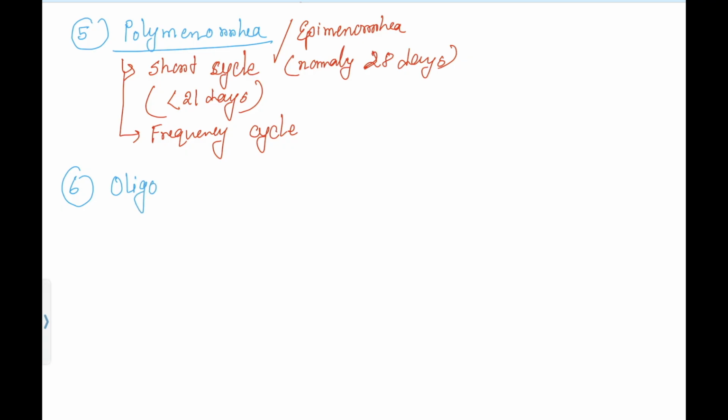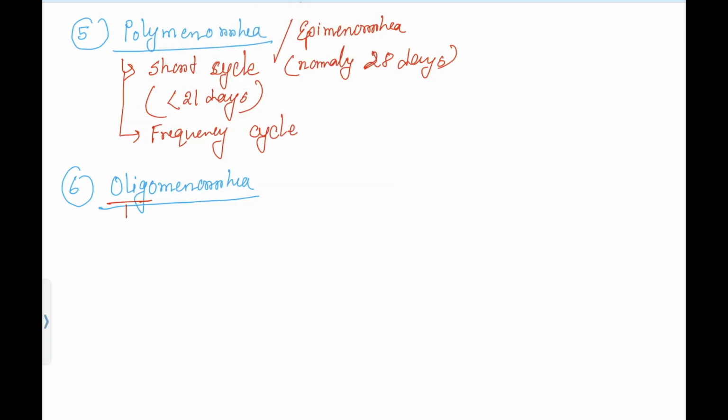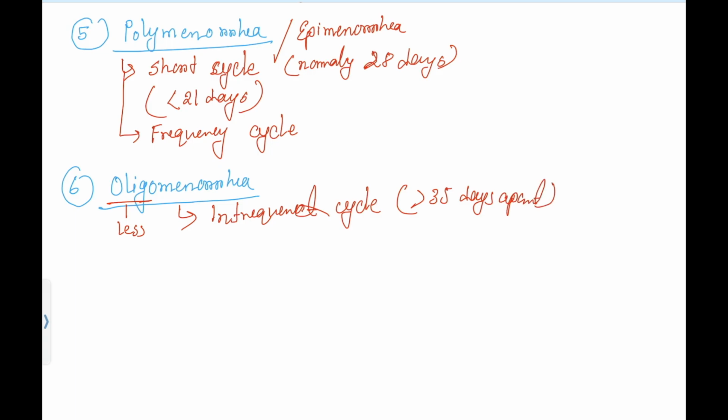Then the sixth menstrual disorder is oligomenorrhea. As poly means multiple times, oligo means less. And this is an infrequent cycle, meaning the frequency is more than 35 days apart. We will say it is a long cycle, just opposite to polymenorrhea.